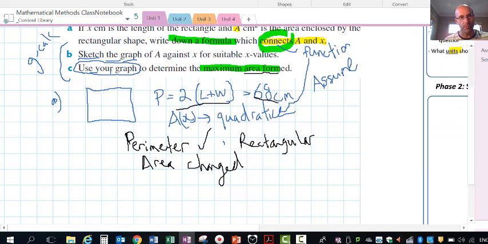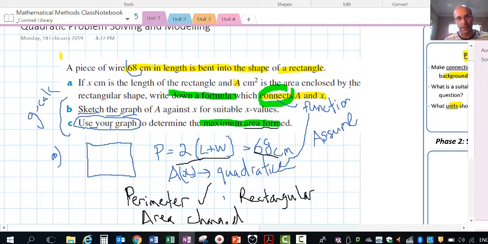So, what is the formula for area? Area of a rectangle is length by width, but we need to find an expression for the length and find the expression for the width.